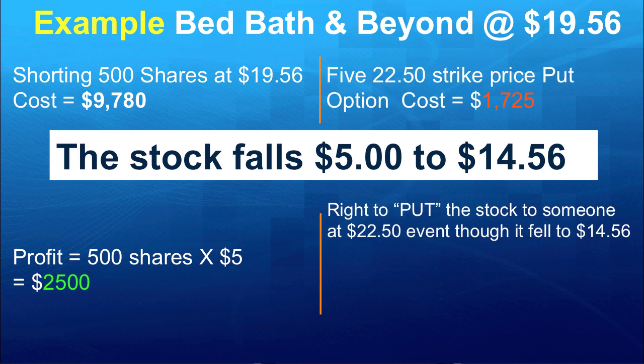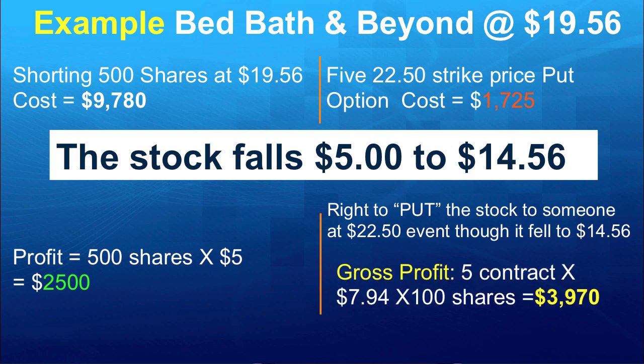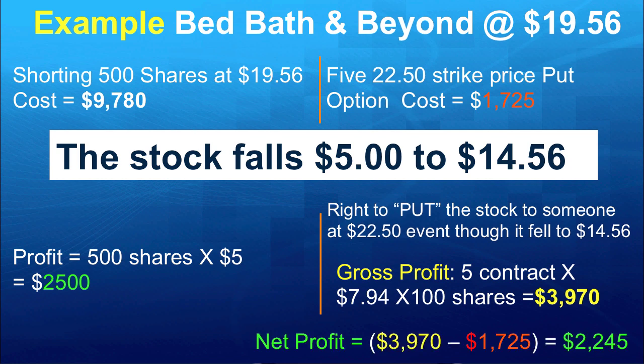But on the right-hand side, you have the right to put the stock to someone else at $22.50, even though it fell to $14.56, because that was the agreement. I bought a $22.50 strike price put, which means I can force you to buy it from me at $22.50. So the gross profit again on that, the difference between that price is $7.94. So the gross profit, $3,970, right? And then the net profit is $2,245.